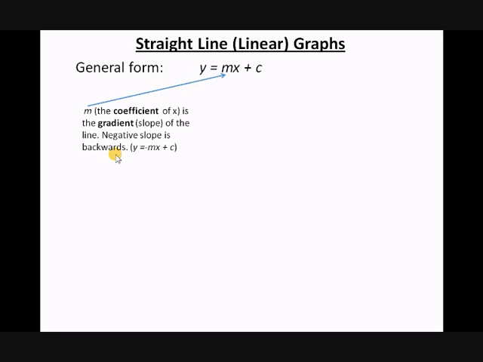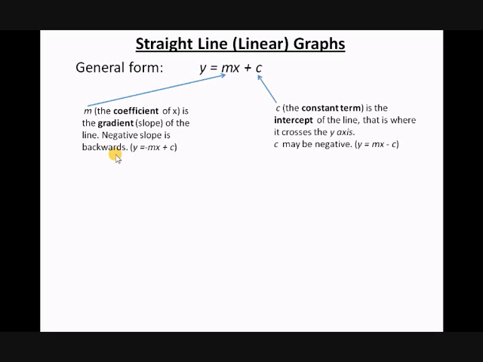And if you looked at the equation, it would look something like y equals minus mx plus c, because it would be something like y equals minus 2x plus 3. And if we look at c, it's called the constant term, and it's the intercept of the line. That is where it crosses the y-axis.